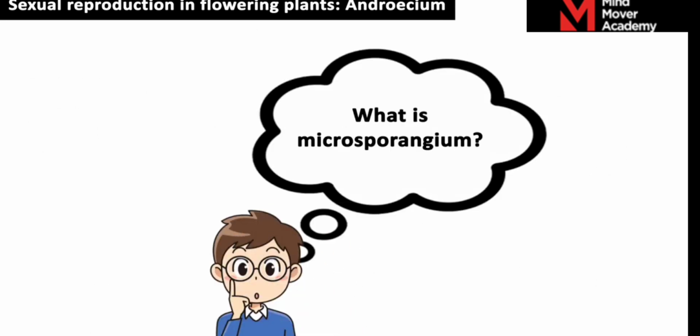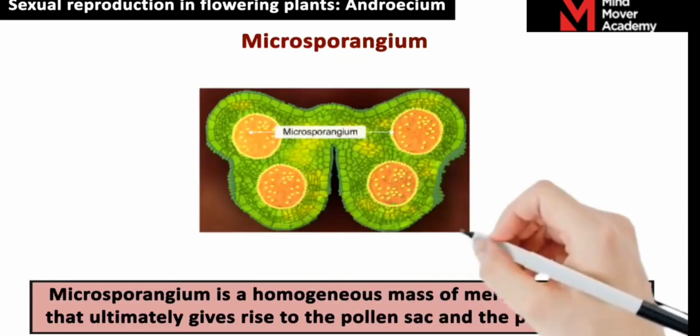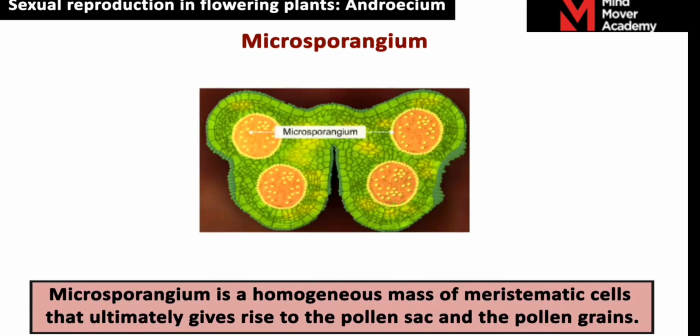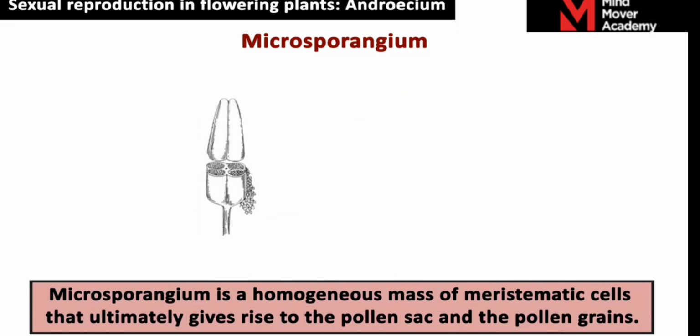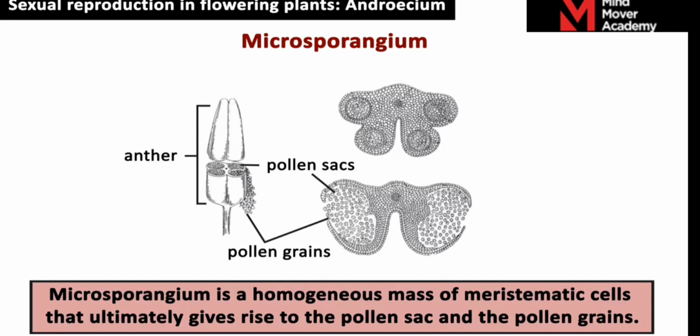So students, what is microsporangium? Well, microsporangium is a homogeneous mass of meristematic cells that gives rise to the pollen sacs. When a flower attains reproductive maturity, the pollen sacs become filled with pollen grains. These pollen grains arise from the compactly arranged homogeneous mass of meristematic cells that occupy the center of each microsporangium and are known as primary sporogenous cells.